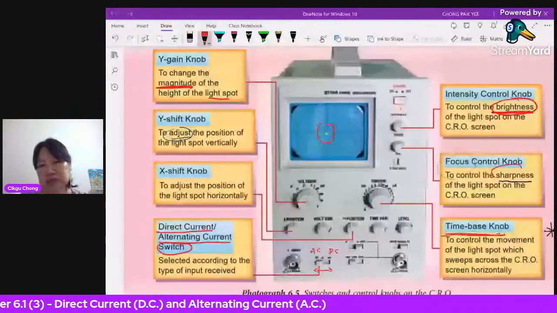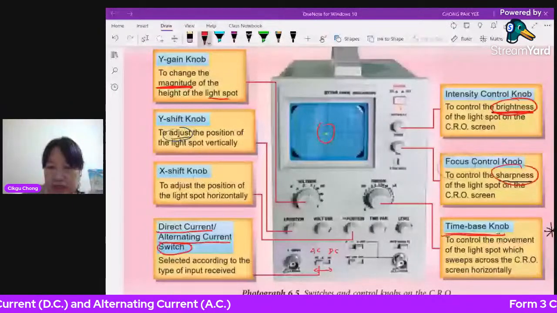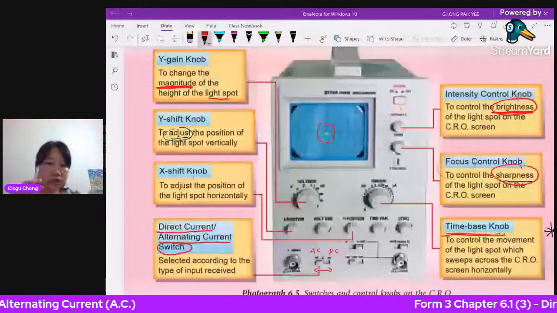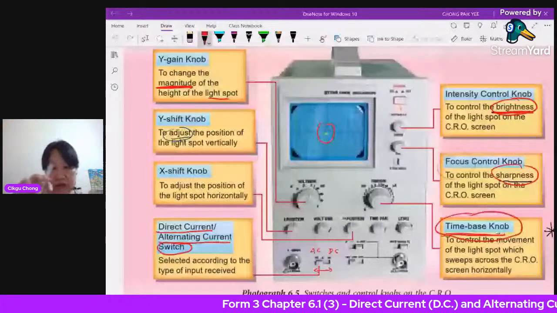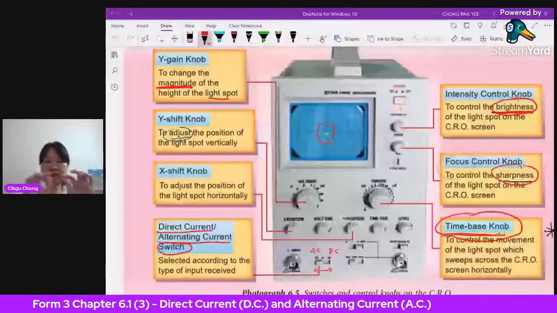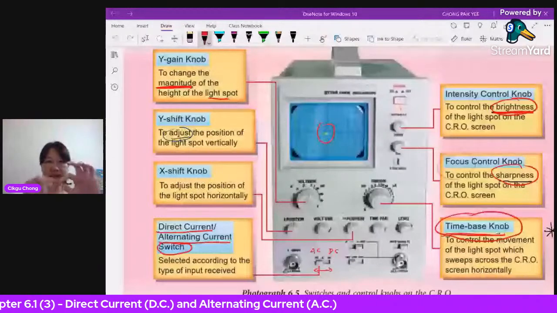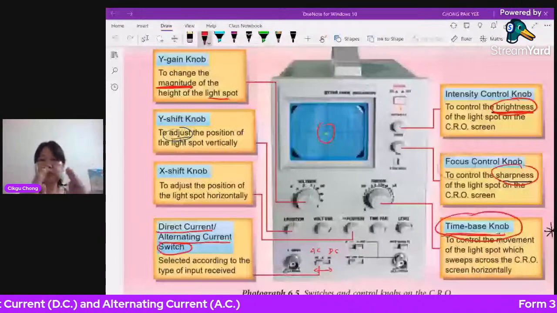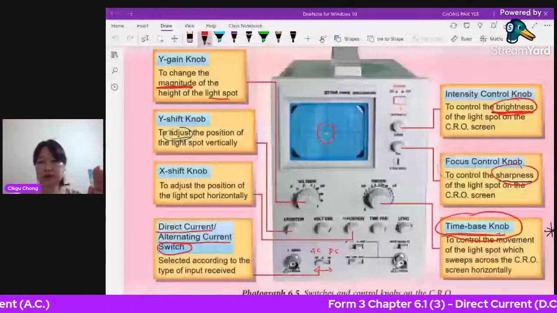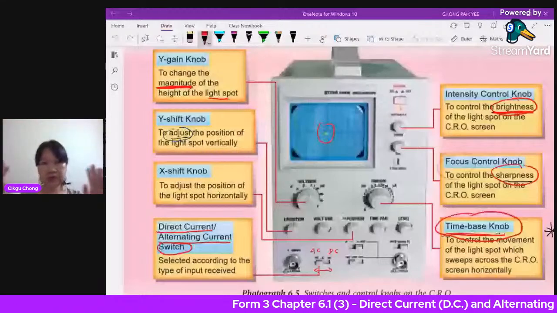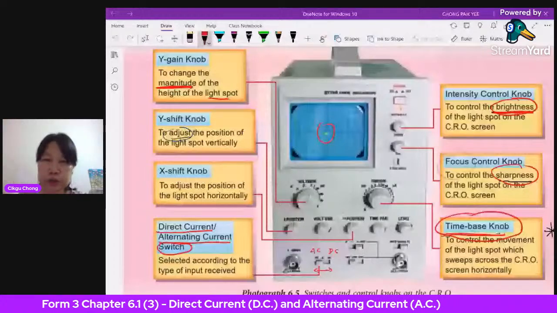And here the time-base knob. This is important. When you increase the time-base knob, you turn it, what you're doing is you're pulling the dot lengthwise. That means just now was a vertical line, isn't it? Now it's a horizontal line. That means you're pulling the graph and making it long. You sweep it across, so it makes it longer. That's all. Okay, now you will not understand it until I show you how it works.